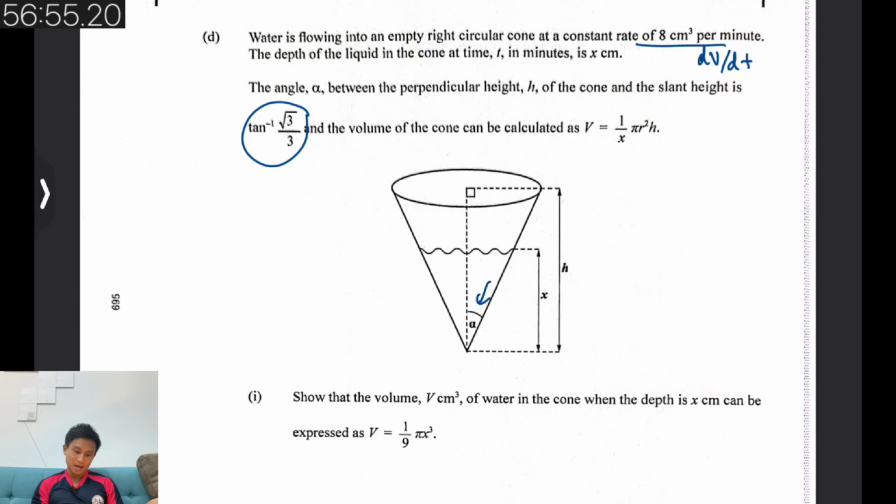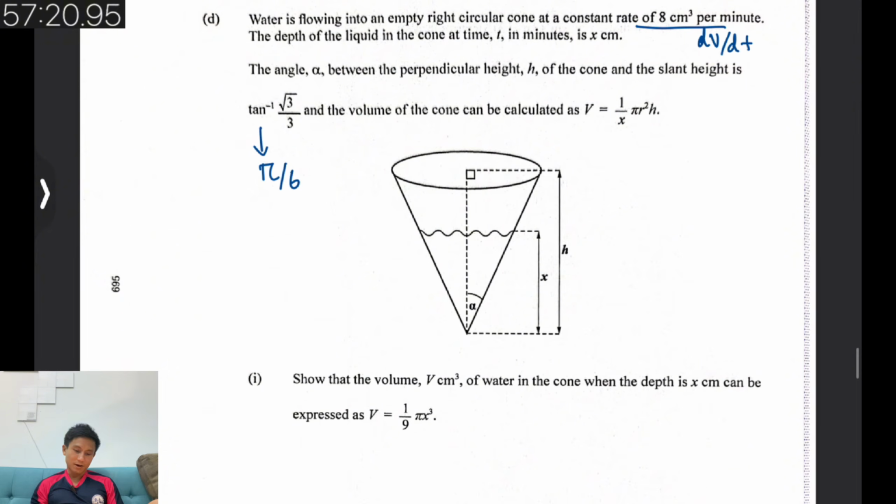So we know this angle. Arctan of that is basically 1 over root 3, so that's pi over 6. Yeah, so this is pi over 6. The volume of the cone can be calculated by this. All right, that's what we know. Show that the volume V of water in the cone when the depth is x centimeters can be expressed as that.